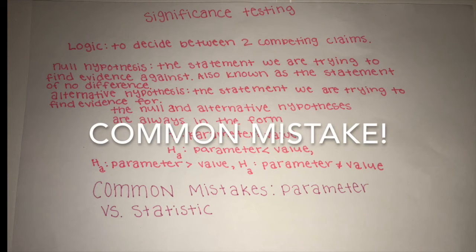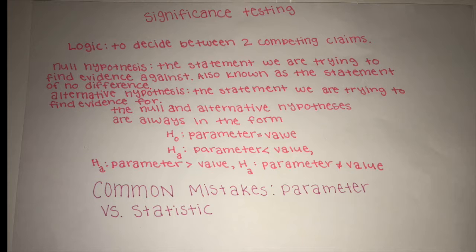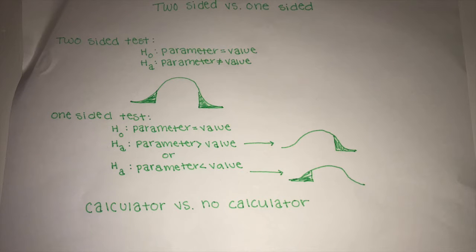When we're writing hypotheses, we always use the parameter. We never use the statistic. So two-sided versus one-sided tests is what we're going to talk about right now. Two-sided tests are when the null hypothesis is stated parameter equals value and the alternative hypothesis is parameter does not equal value or parameter is different than value. This means that essentially the parameter could be either larger or smaller than the hypothesized value, so you would have to see the probability of both of those cases happening.